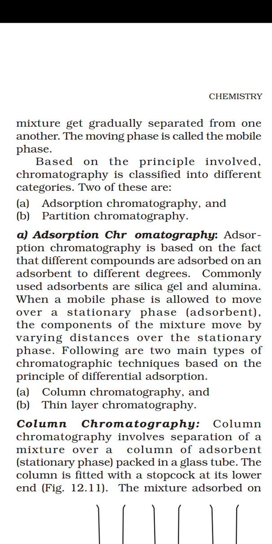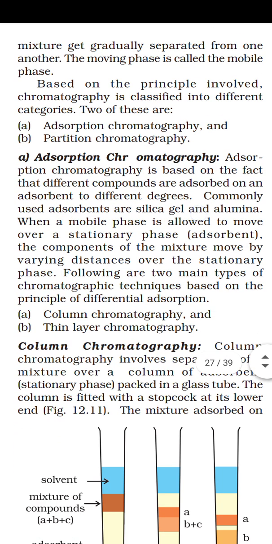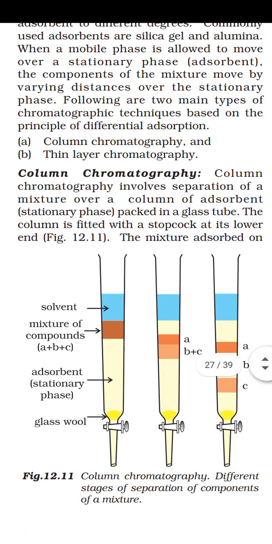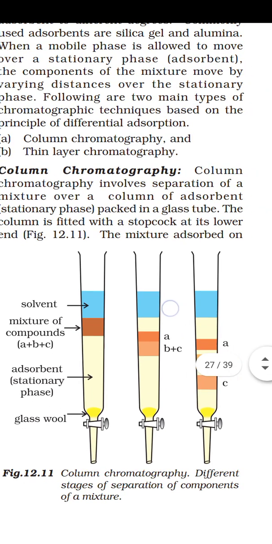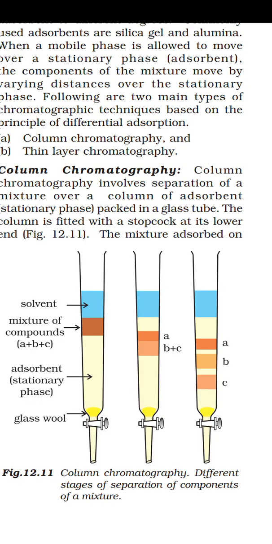When a mobile phase is allowed to move over a stationary phase, which is the adsorbent, the components of the mixture move by varying distances over the stationary phase. Following are two main types of chromatographic techniques based on the principle of differential adsorption: column chromatography and thin layer chromatography. Column chromatography involves the separation of a mixture over a column of adsorbent packed in a glass tube. The column is fitted with a stopcock at its lower end.